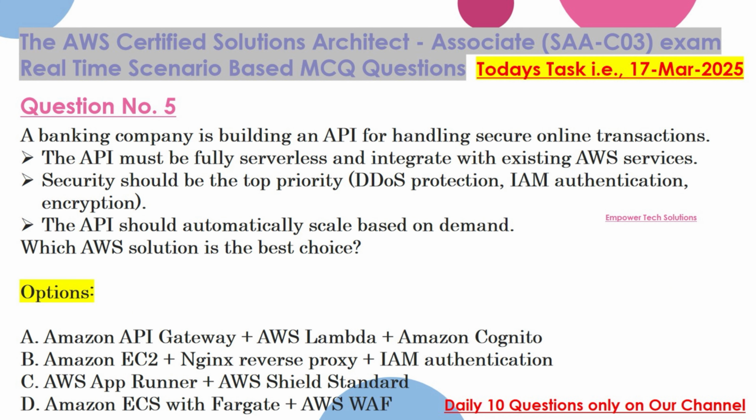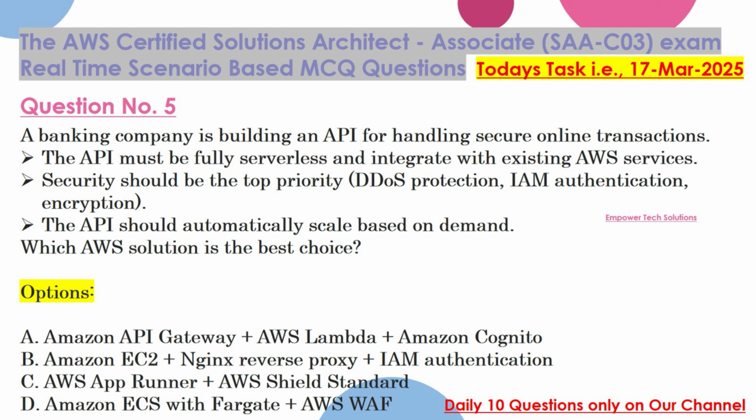Question 5. A banking company is building an API for handling secure online transactions. The API must be fully serverless and integrate with existing AWS services. Security should be the top priority: DDoS protection, IAM authentication, encryption. The API should automatically scale based on demand. Which AWS solution is the best choice?